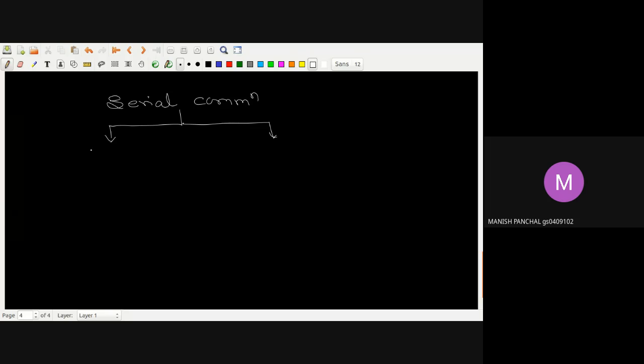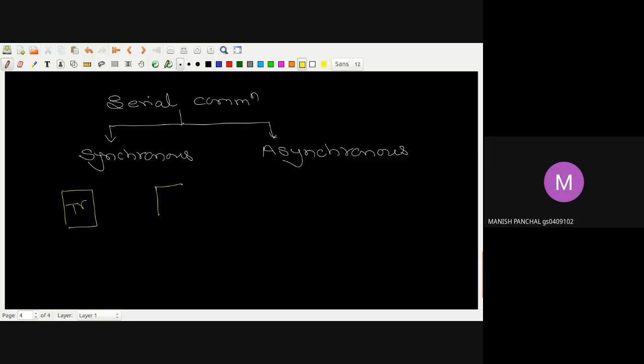So the first way is called synchronous communication, and another one is called asynchronous communication. In the case of synchronous communication, we know that we have two different units. For example, if I have one transmitter here, and another one, a receiver, this is my receiver. If I'm transmitting the data and the receiver is receiving the data, the clock plays a very important role.